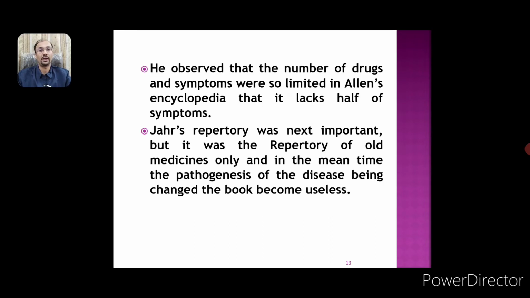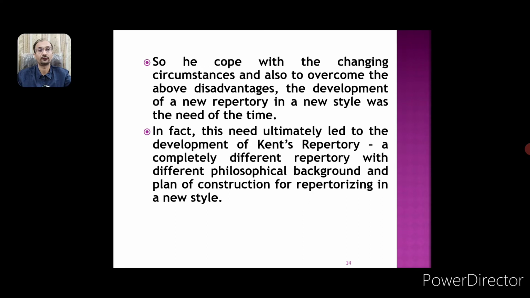Dr. Kent observed that the number of drugs and symptoms were so limited in Allen's Encyclopedia that it lacks half of the symptoms. Jahr's repertory was next important, but it was a repertory of old medicines only, and in the meantime the pathogenesis of the disease having changed, the book became useless. So to cope with the changing circumstances and to overcome the above disadvantages, the development of a new repertory in a new style was the need of the time.